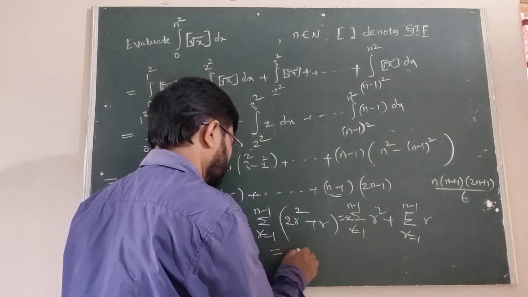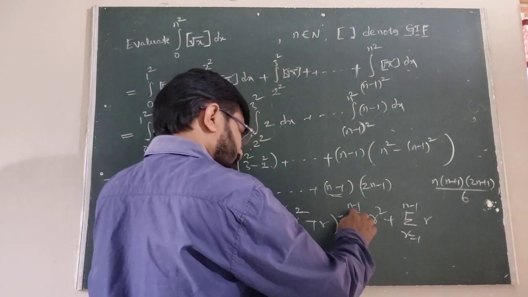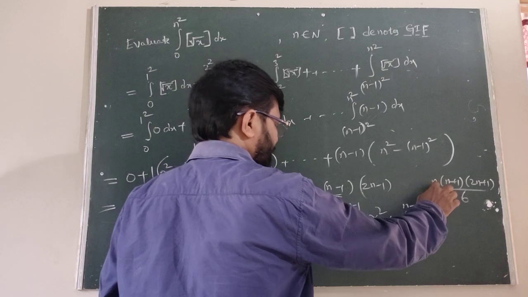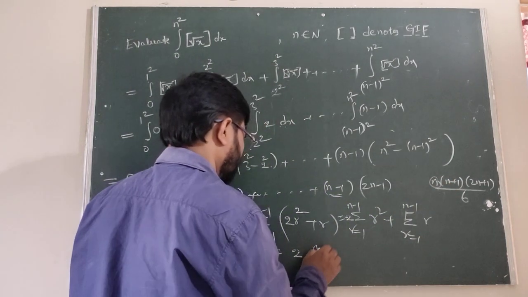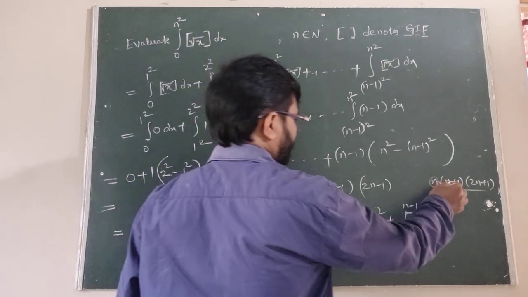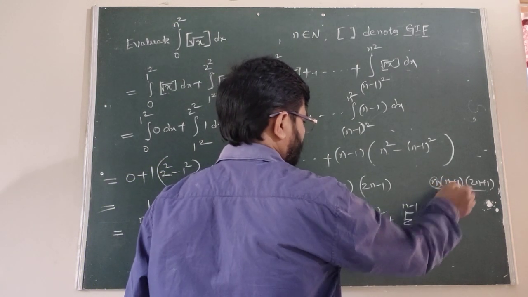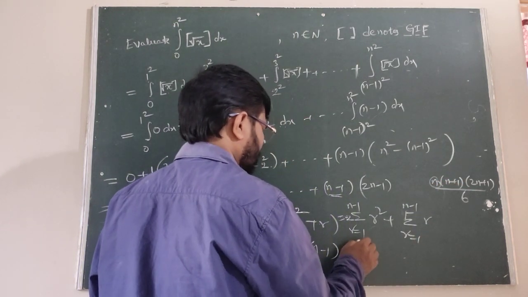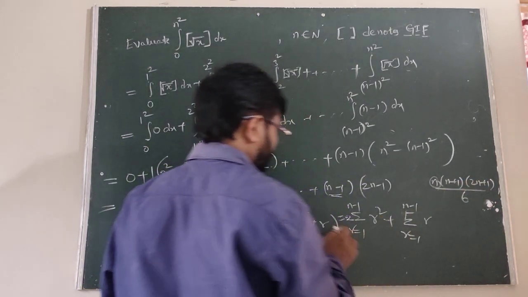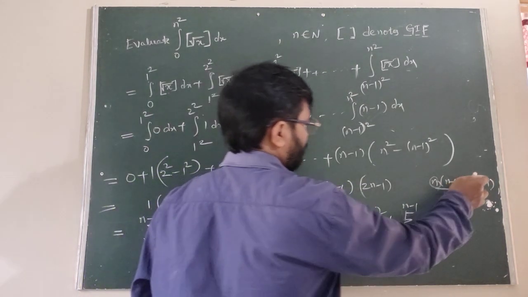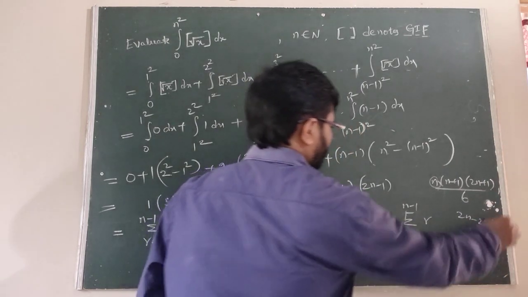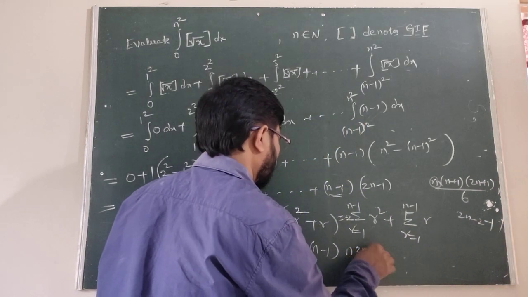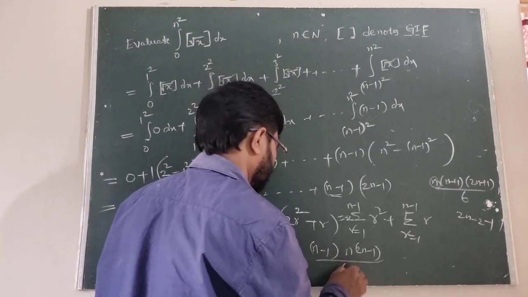Now we can substitute, n is replaced by n minus 1. Here you can write n minus 1. After that, n minus 1 plus 1, which is n. Then replacing n by n minus 1, we get 2n minus 2 plus 1. That is 2n minus 1 by 6.